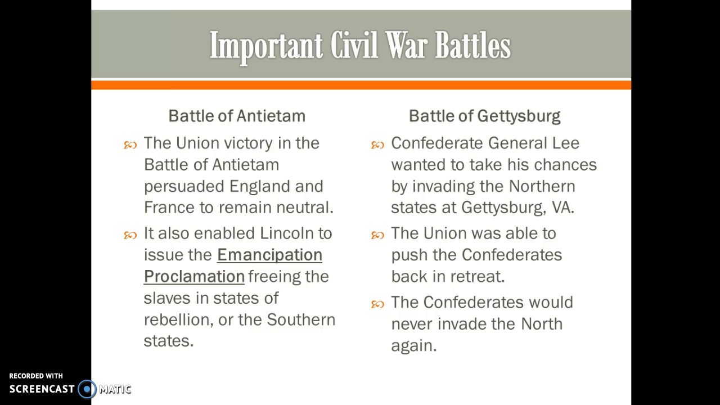The Battle of Gettysburg was won by the Union. During this battle, Confederate General Lee wanted to take his chances by invading the northern states at Gettysburg, Pennsylvania. The Union was able to push the Confederates back in retreat. The Confederates would never attempt to invade the North again.